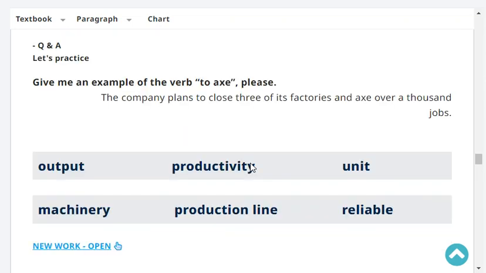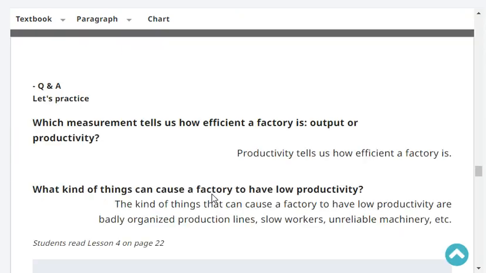Greg, could you give me an example of the verb to act, to please? The company plans to close three of its factories and axe over 1,000 jobs. Very good. Okay.